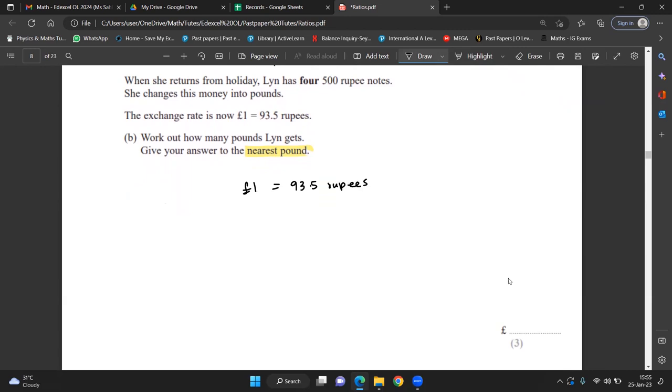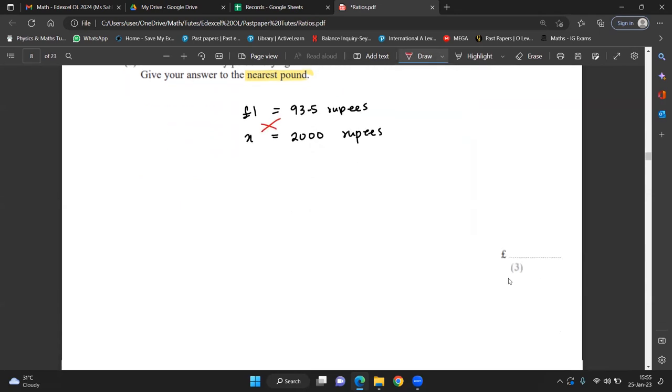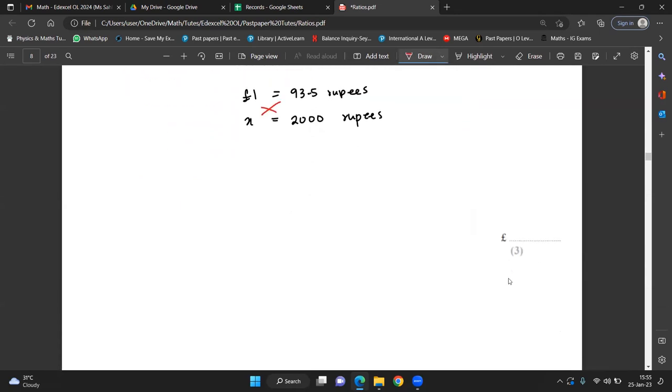Next. X equals. Why did he say 2000? Because there are 4 500 rupee notes, okay? Not necessary for your reference, I'll just write. Okay? When I cross multiply, Akhil, what do I get in the next line? What do I write? 93.5x.